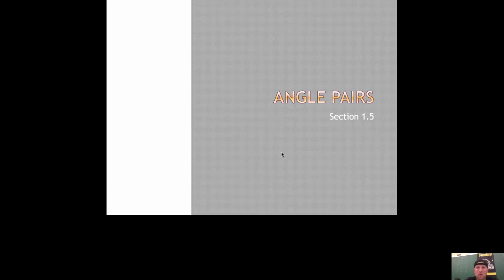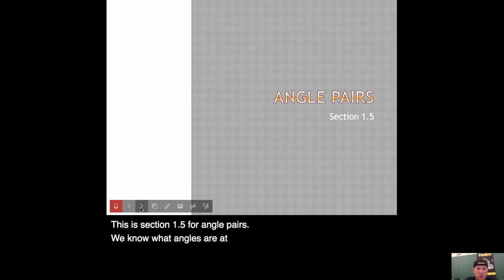This is section 1.5 for angle pairs. We know what angles are at this point. Now we're going to see how they relate to each other as pairs.